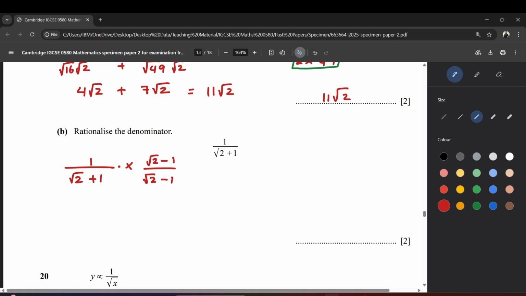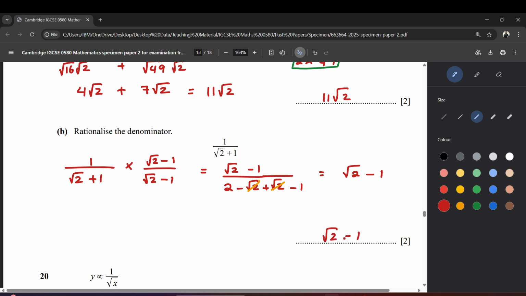Now simplify this. So this becomes root 2 minus 1 divided by root 2 times root 2 becomes 2. Root 2 times minus 1 becomes minus root 2, and 1 multiplied by root 2 becomes plus root 2. 1 multiplied by minus 1 becomes minus 1. So these two will cancel out. You have minus root 2 plus root 2, so they become 0, and 2 minus 1 becomes 1. So therefore, your final answer is going to be root 2 minus 1.